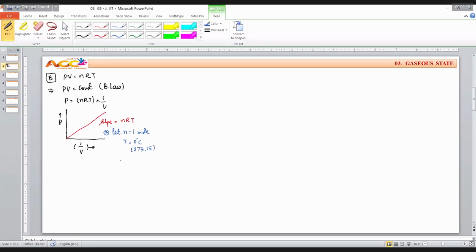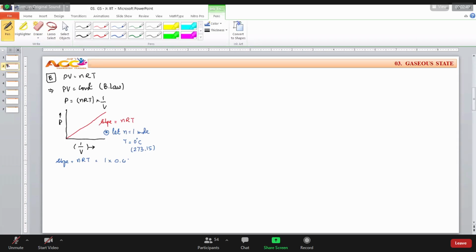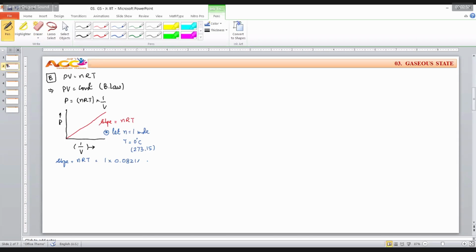R value we know. If you have this type of situation, then the question is, sir, what is going to be the value of the slope? Remember, in this case the value of the slope is equal to nRT. 1 into, what is R? 0.0821 into T. What is T? 273. For calculations it's okay, 273.15.